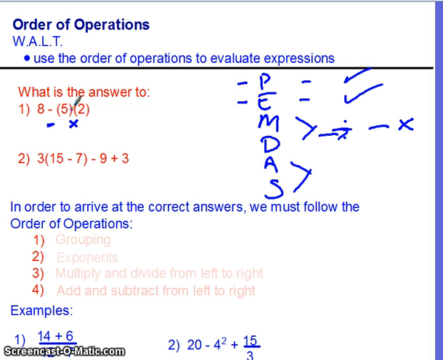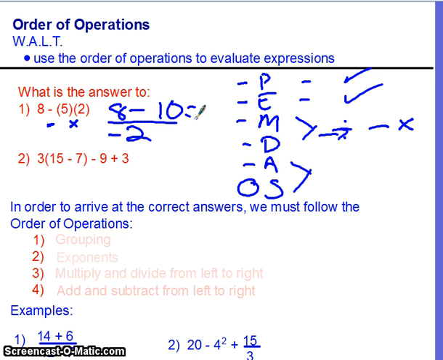So we're going to multiply 5 times 2, which is 10. So we're going to have 8 minus 10, and then we're going down the list. We're going to do subtraction is the next operation we have to do. So our answer to this problem is going to be negative 2. 8 minus 10 equals negative 2.